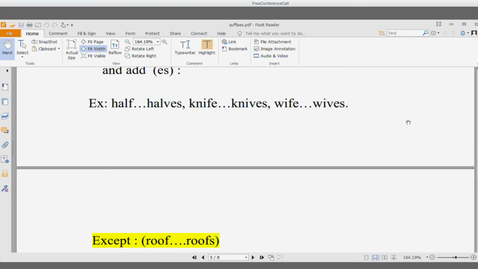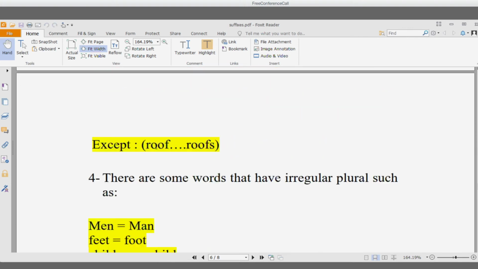عندي exception except the word roof. طبعا هاي الروف هي شاذة عن القاعدة. ما أقلب الأف إلى في بهذه الحالة، وإنما فقط أضيف أس الجمع، لأنه هذه الكلمة تعتبر استثناء عن القاعدة. roof roofs بالجمع تصير.